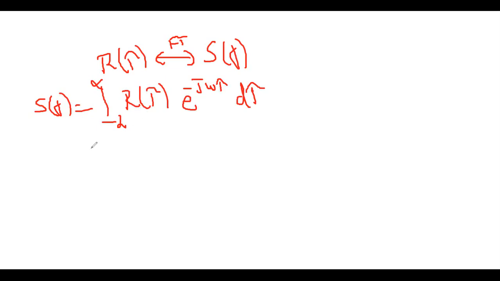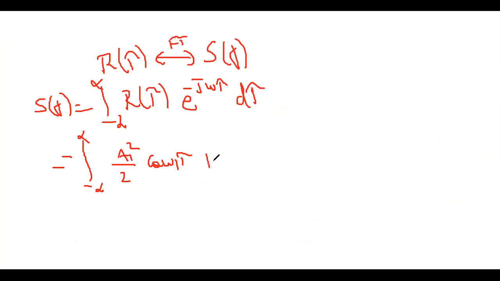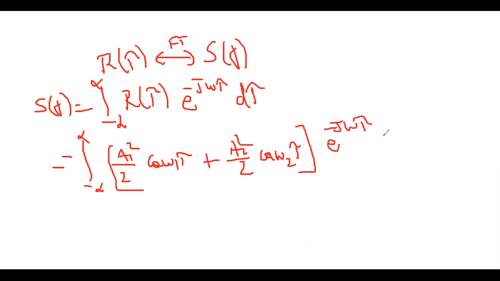So now I'm taking the Fourier transform of R of tau, integrating from minus infinity to infinity: a1 square by 2 cos omega 1 tau plus a2 square by 2 cos omega 2 tau, whole multiplied with e power minus j omega tau d tau. Got it, my students?